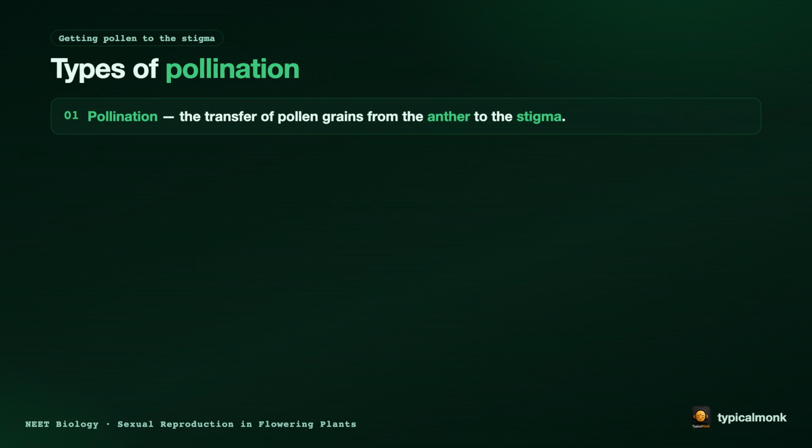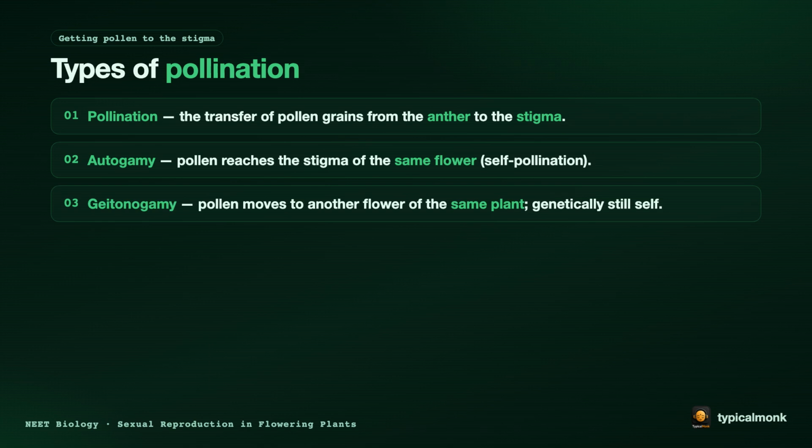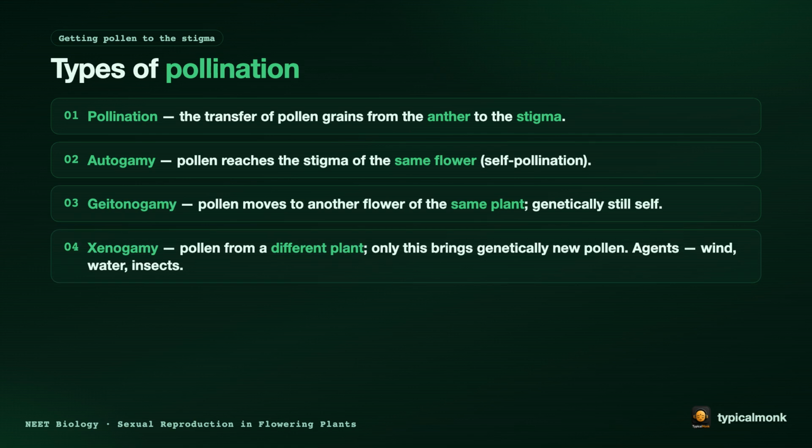Now getting pollen to the stigma, that is pollination. Pollination is the transfer of pollen grains from the anther to the stigma. Autogamy, pollen reaches the stigma of the same flower, that is self-pollination. Geitonogamy, pollen moves to another flower of the same plant, but genetically, this is still self-pollination. Xenogamy, pollen comes from a different plant, only this brings genetically new pollen. Its agents: wind, water, and insects.